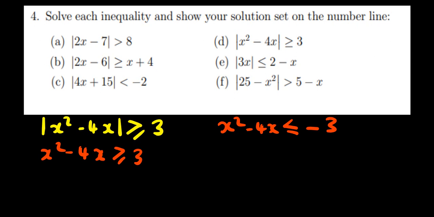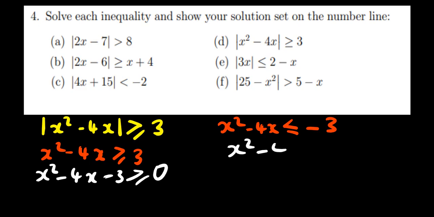So now what are you going to have? Let's solve on the left side. When you solve on the left side, what do we have? You're going to have x squared minus 4x minus 3. This is greater than or equal to 0. So there you have a quadratic. On the other side again, you have x squared minus 4x plus 3. This is less than or equal to 0. So now you solve these two.